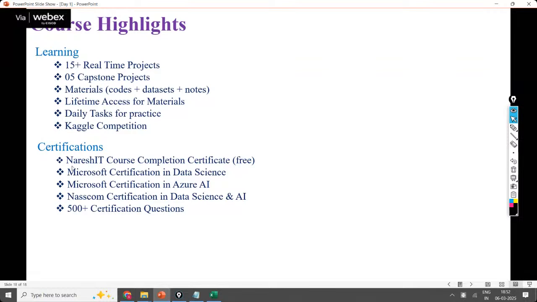Now, Naresh IT course completion certificate, which you are going to get at free of cost. This is free, which is already the part of the course fees. Microsoft certification in data science, Microsoft certification in the AI, or NASSCOM certification. NASSCOM certification means Government of India certification. Okay. Now these certifications, they are not free or they are not the part of the course fees. You have to separately pay for them.